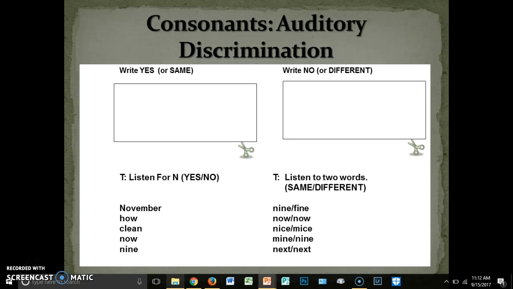You can use same different. For example, nine and fine. Are they same or different? Now, nice, mice, mine, nine, next, and simply have students hold up the cards.